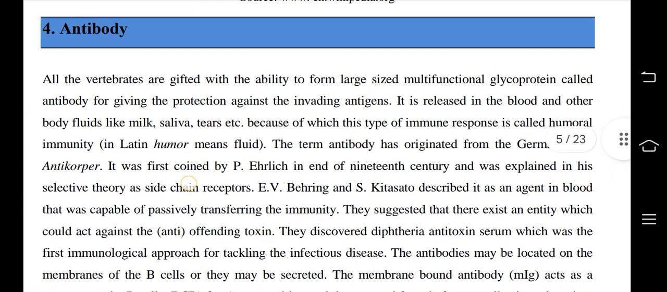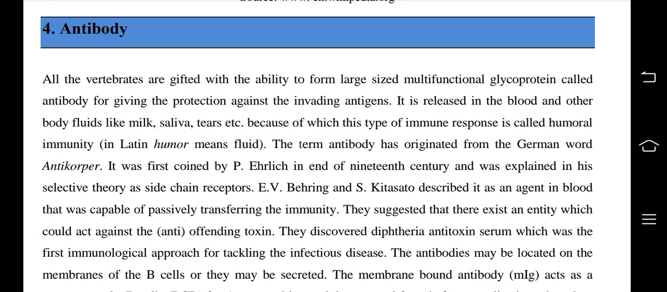Then antibody. All the vertebrates are gifted with the ability to form different sized multifunctional glycoproteins called antibodies for giving protection against the invading antigens. It is released in the blood and other body fluids like milk, saliva, tears, etc., because of which this type of immune response is called humoral immunity. Humor means fluid. The term antibody has originated from the German word Antikörper.